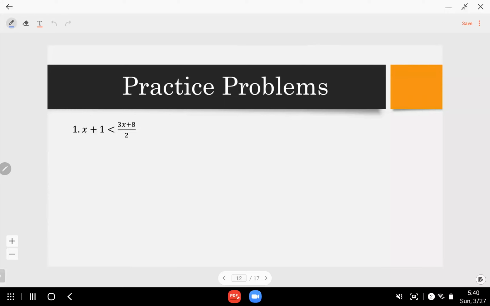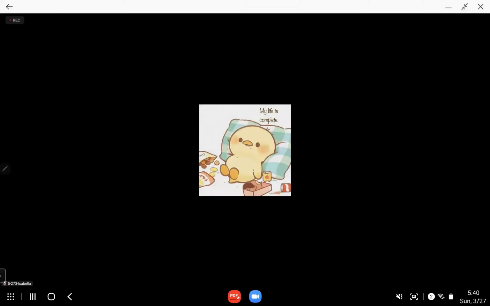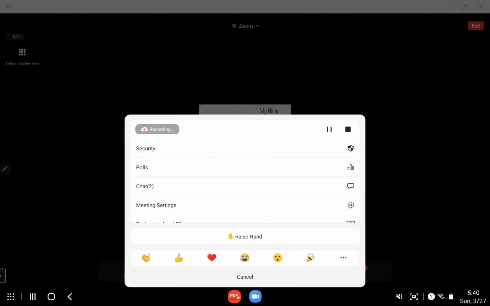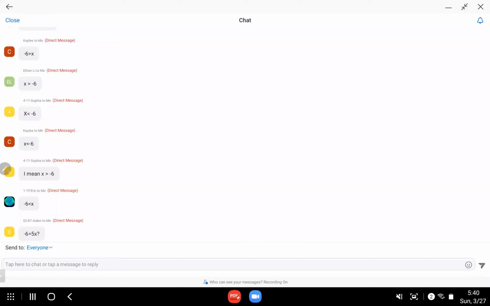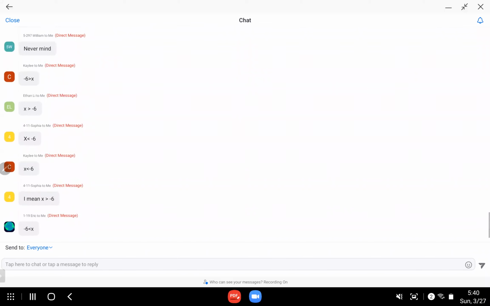So what we need to do is multiply everything by 2 to get rid of this. So 2x plus 2 is less than 3x plus 8. So x is greater than -6. Right, move this, move this. Are there any questions? Greater than -6, yes.